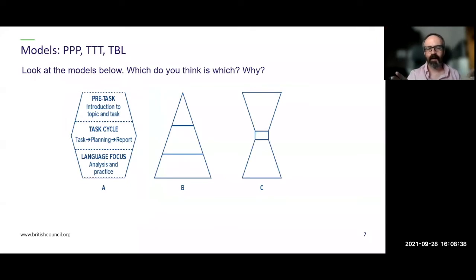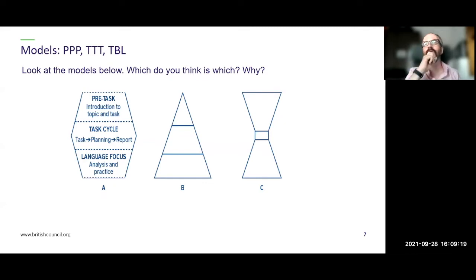Now, here's a diagrammatic representation of the 3 forms. So for those of you who are familiar with them, A, B, and C, which is which? If you could again just put in the chat. A is what? Is it TBL, PPP, or, okay, we've got A is TBL, thank you, Amin, great. B, okay, I'll take that. A is definitely TBL, certainly we can see the word task. We've got A is TBL, B is PPP, and C is TTT, excellent.